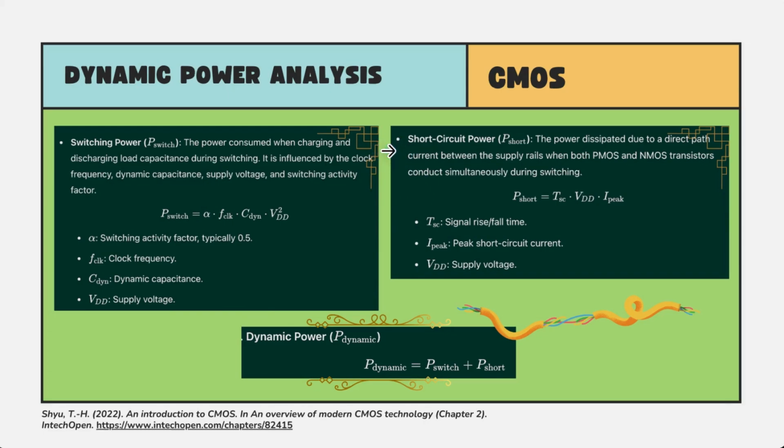Short circuit power is the power dissipated due to a direct path current between the supply rails, with both PMOS and NMOS transistors conducting simultaneously during switching. To calculate it, you need the signal rise or fall time, peak short circuit current, and supply voltage. You just need to multiply all of that to get the P short. Then, to calculate the P dynamic, you just need to add P switch and P short.